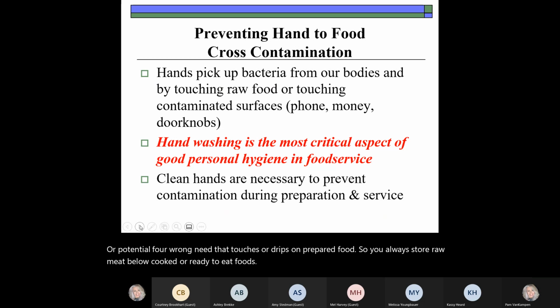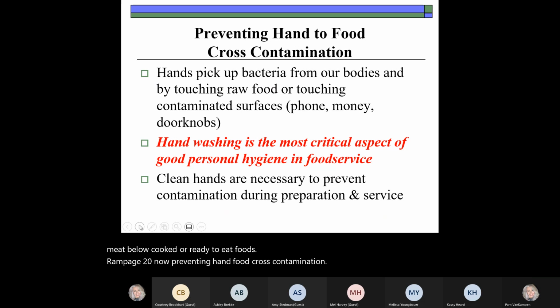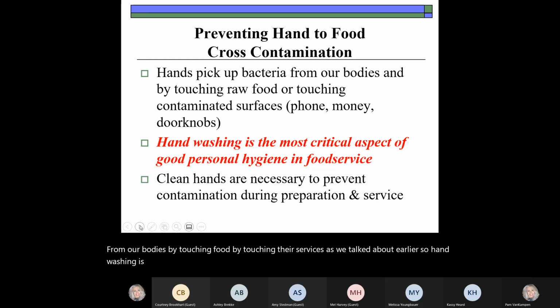We're on page 20 now. Preventing hand to food cross-contamination. Hands pick up bacteria from our bodies, by touching food, by touching surfaces, as we talked about earlier. So hand washing is the most critical aspect of good personal hygiene in food service. Clean hands are necessary to prevent contamination at all stages.